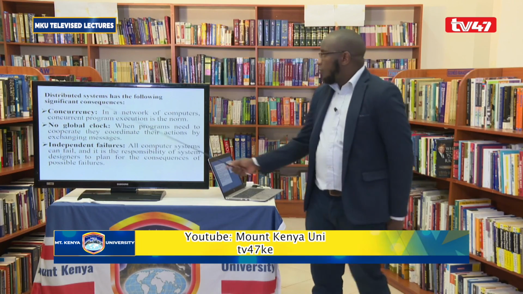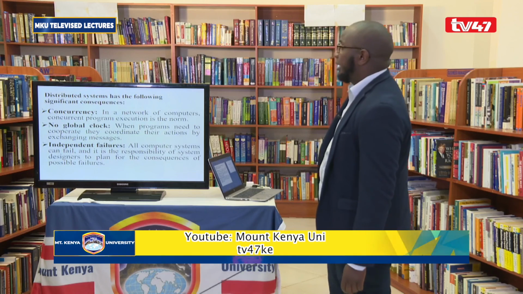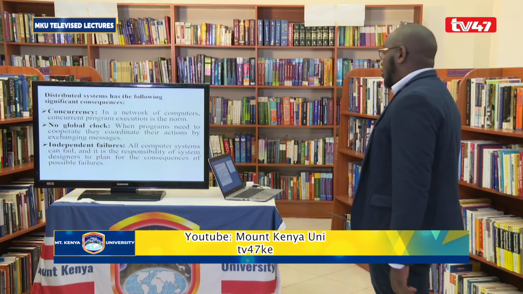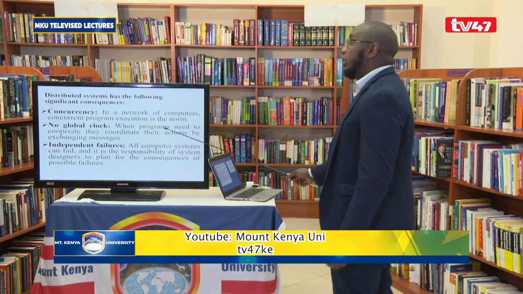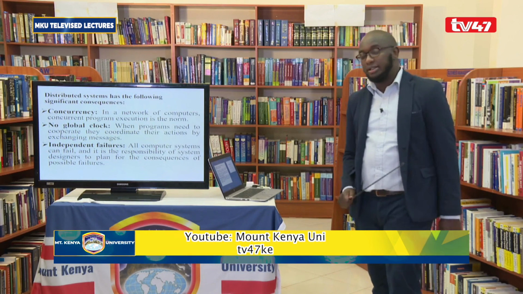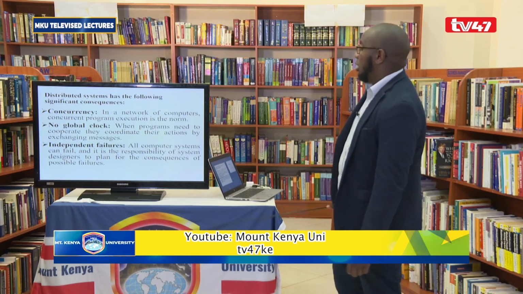Then we have distributed systems. In every good thing, we have our own challenges. A distributed system has the following significant consequences. The first one is concurrency. In a network of computers, concurrent programs are the norm. It's the way of life. Concurrency is the way. Consistency is the way. It would be very bad, as in the example I gave of an automated teller machine, if you withdraw some cash and you go to another ATM, and it gives you a different balance. That would be an issue. So in a distributed system, concurrency is a way of life.